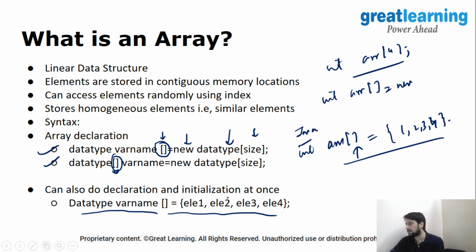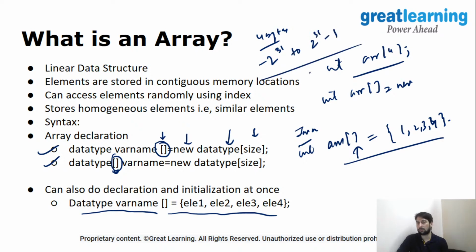Yes, plus z to minus z, you can say that. Obviously the range is, you have 4 bytes in int, right, so the range will be minus 2 raised to the power 31 to 2 raised to the power 31 minus 1, because 4 into 8 is 32 bits, and 0 is also included, so that is why minus 1.